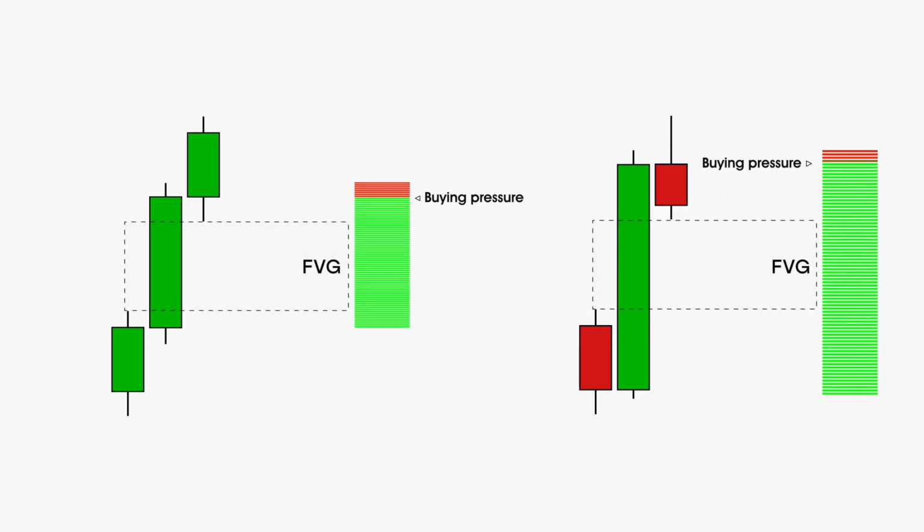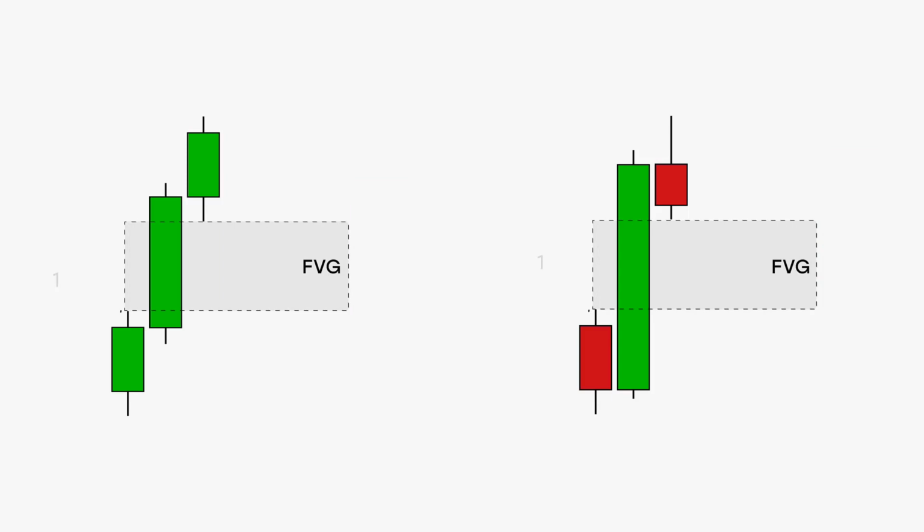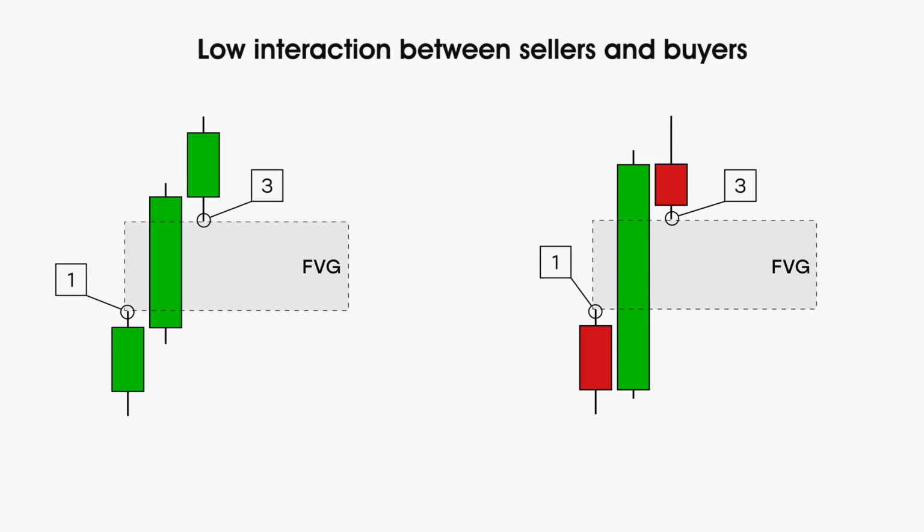In practice, this means that buyers suddenly became so active that sellers couldn't react in time. As a result, the price literally skyrocketed, leaving a gap between the wicks of the first and third candles. This zone on the chart is a place where either no trades were conducted at all, or their volumes were so small that they simply get lost in the overall picture.